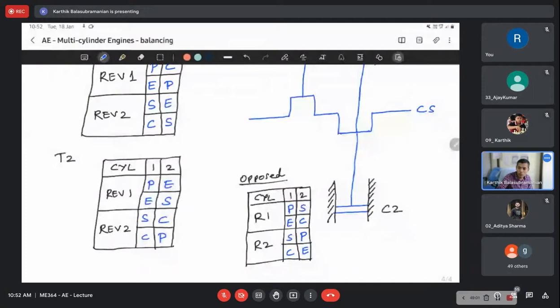Anyway, think about it. Sometimes if you don't understand, if you contemplate on it a little bit, you will get the idea. I'm pretty sure with this explanation you could have understood.